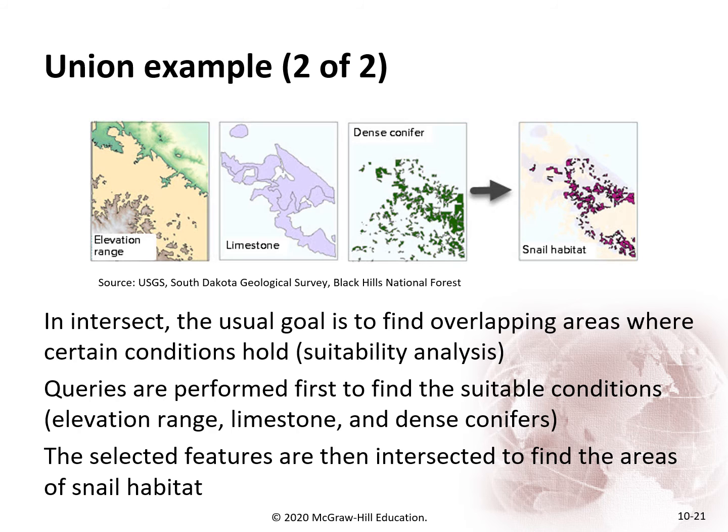In intersect, the usual goal is to find overlapping areas where certain conditions hold, things like suitability analysis. Queries are performed first to find suitable conditions, and then you select features or then intersect to define areas of, in this example, snail habitat. Elevation, limestone, conifer. The only thing that you're looking for is stuff that's in the range you want here, in the limestone here, and the forest type here, and that ultimately gives you your snail habitat.